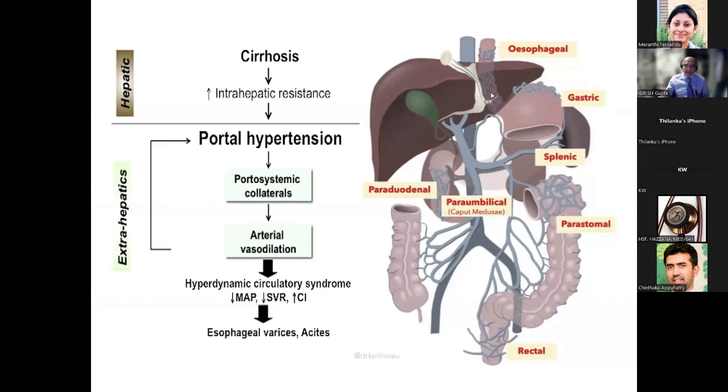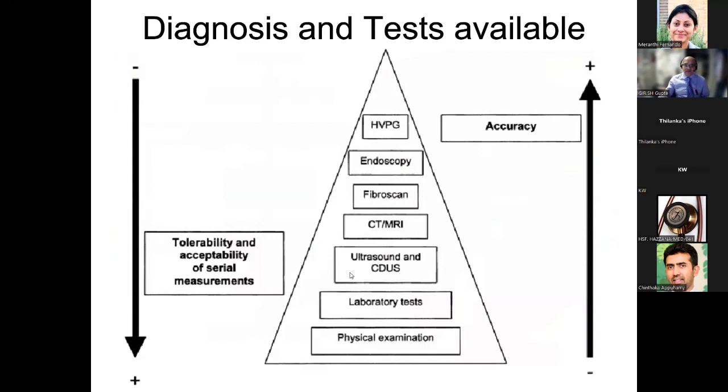So the main varices seen are esophageal, gastric, and paraumbilical, and that's why you see prominent abdominal veins on the abdominal wall. And also if the child has a stoma, you can see parastomal varices, or in the rectum, rectal varices. And then it subsequently leads to the development of ascites.